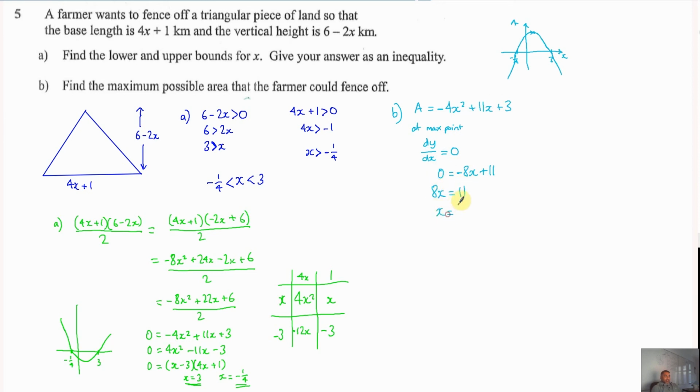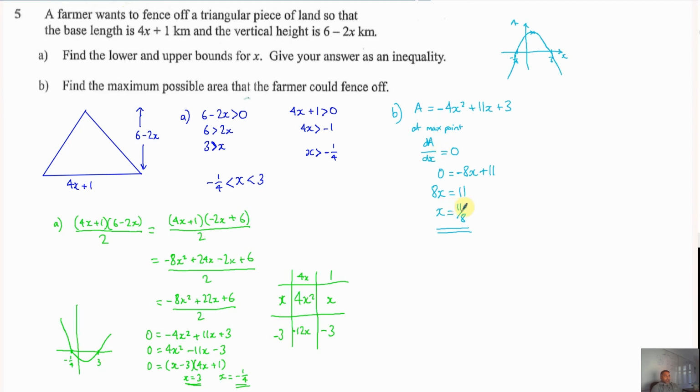So x will be 11 over 8. So now we've worked out what x is. If you want to work out the actual area now, which is what the question was looking for, again, you don't substitute into the gradient formula. Notice, in fact, I should probably say this was bad practice here, that wasn't dy/dx. What we actually differentiated here was A with respect to x.